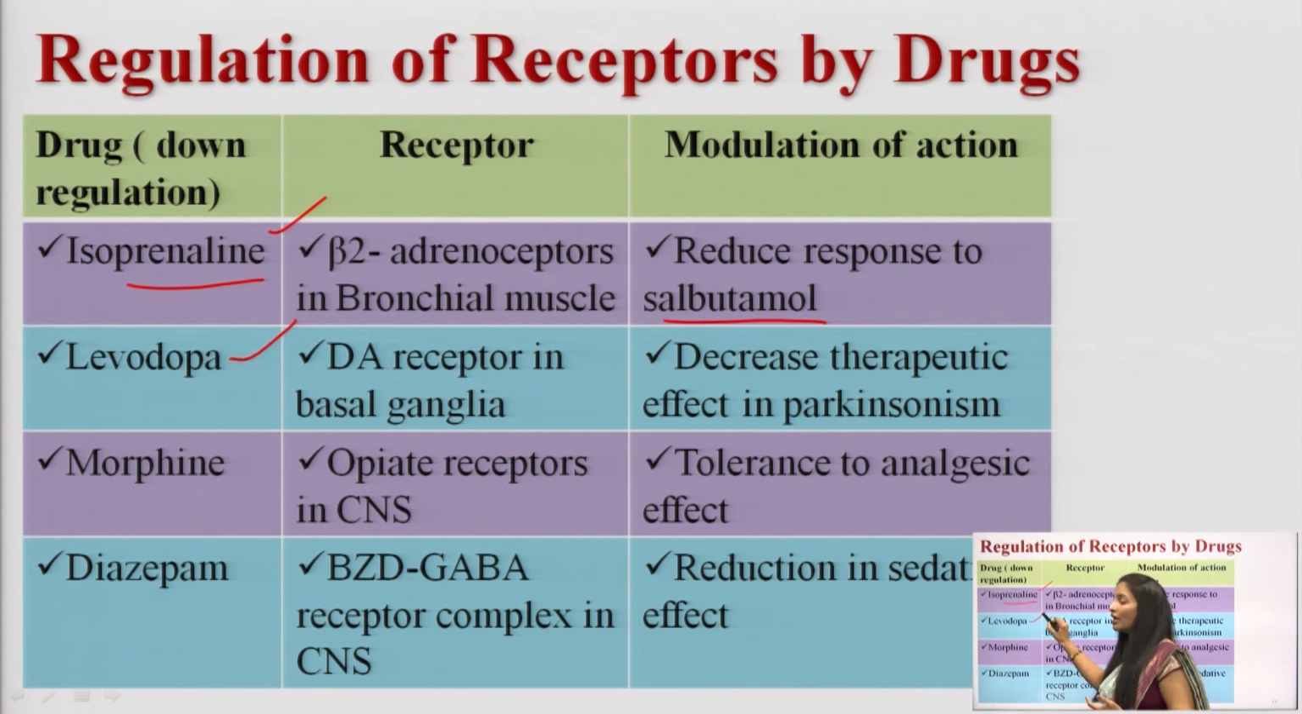Next, levodopa. If you administer levodopa, the receptor shows downward regulation, its sensitivity decreases, and after some time it shows tolerance and decreases the therapeutic effect, particularly in Parkinsonism. Next, morphine binds to opioid receptors, shows downward regulation, and causes tolerance after the receptors are desensitized. Next, diazepam binds to the benzodiazepine GABA receptor and shows downward regulation. It desensitizes the GABA receptor and decreases the sedative action of the drug. So by this slide, I have to say that by downward regulation the receptor sensitivity decreases.